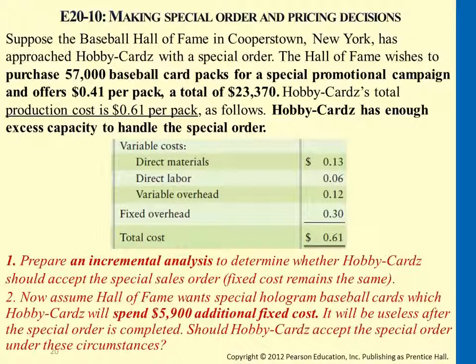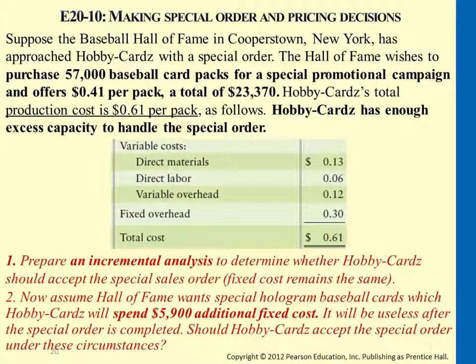So from the table over here, what is the variable cost per pack? It's variable overhead is 12 cents, but there's also direct materials, meaning that the more you produce, the more materials you have. So altogether, you have 0.13 plus 12 cents, and also the direct labor, add them all together would be 31 cents. This is the variable cost.